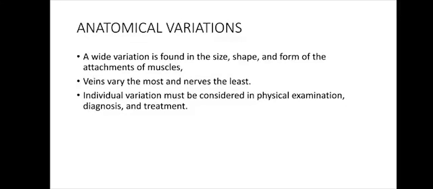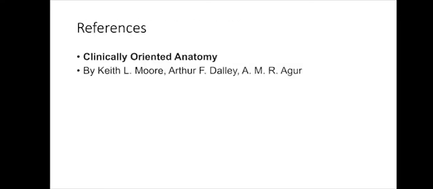Now we have anatomical variations. A wide variation is found in the size, shape and form of the attachments of muscles. We also have variation in veins, which is the most amount of variation, and the nerves have the least amount of variation. Individual variation must be considered in physical examination, diagnosis and treatment.